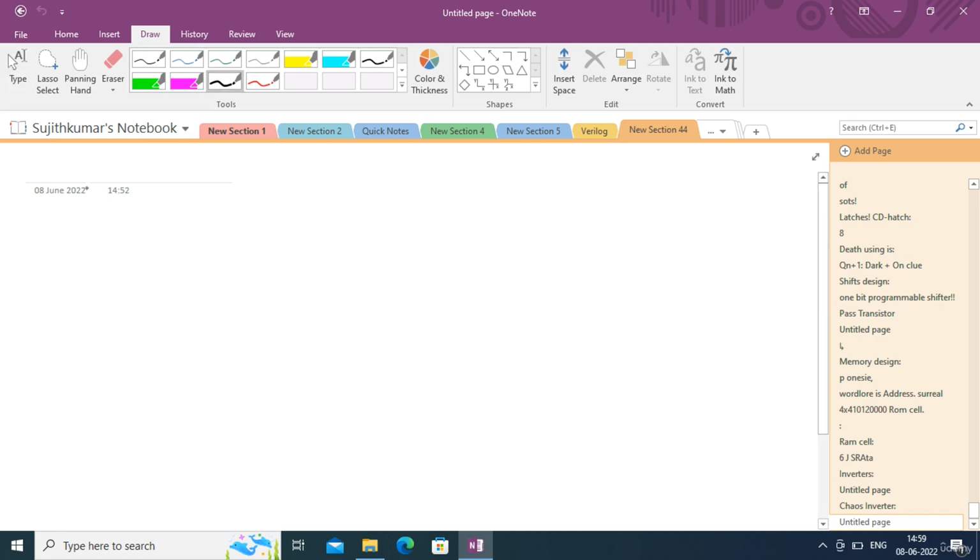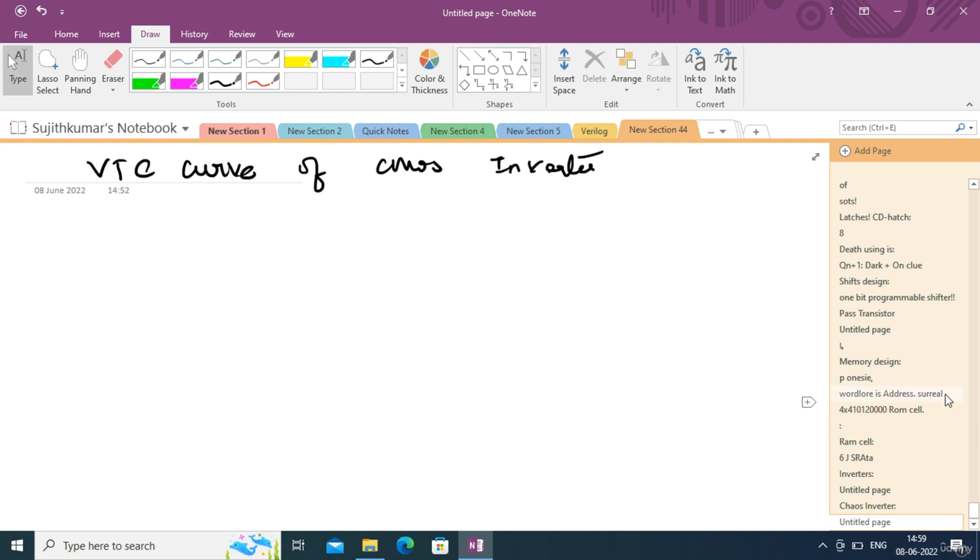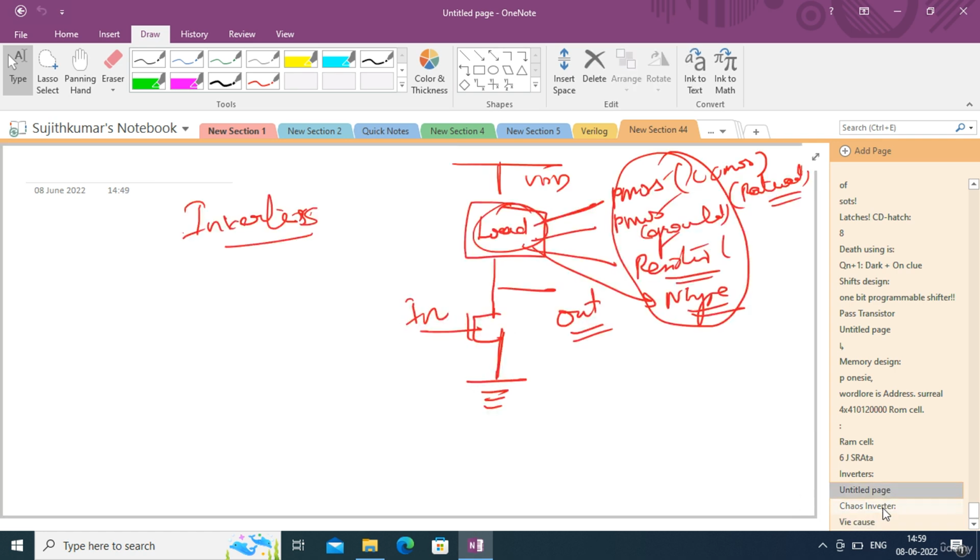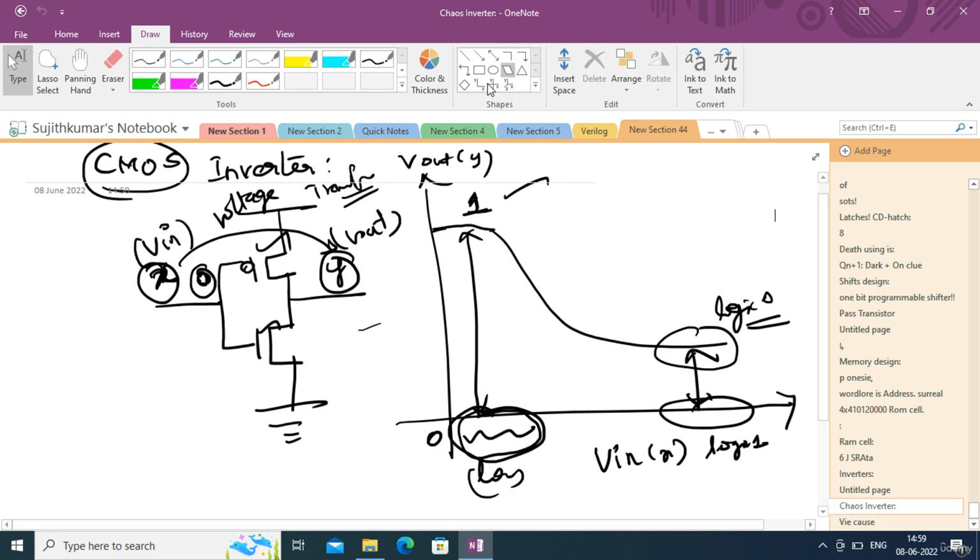Let us have a discussion on the voltage transfer characteristics curve. That is nothing but the VTC curve that we got from the CMOS inverter. I have drawn the curve in the previous video, as you can see here. So this is the voltage transfer characteristics curve, showing how your input is getting transferred to the output.